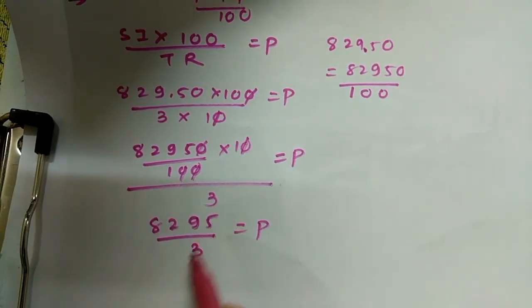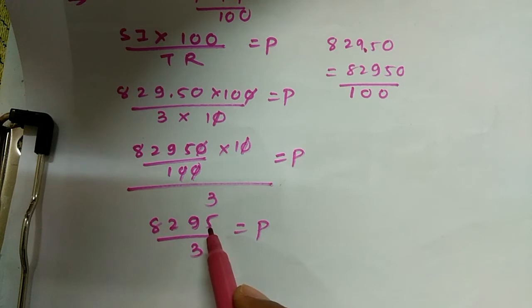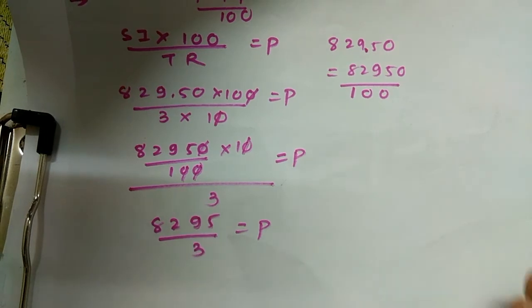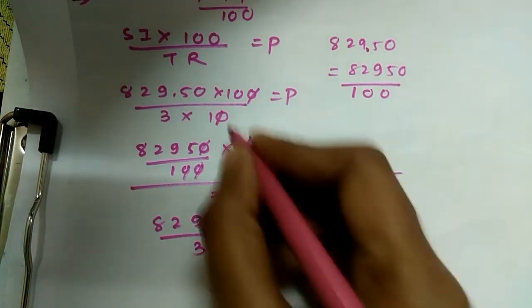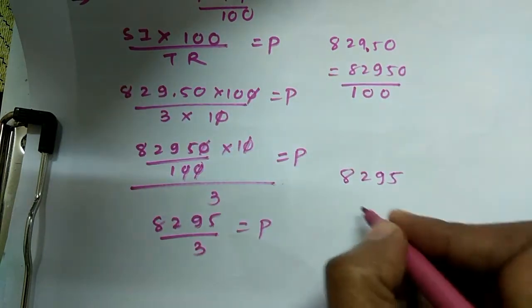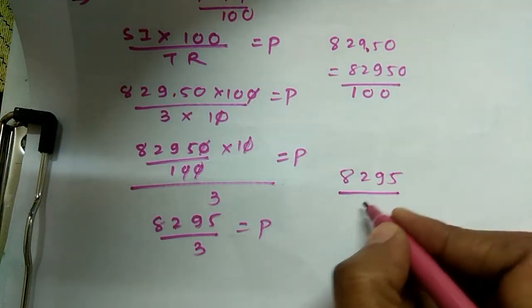So further check whether this is completely getting divided by 3. If it is so, we will divide directly. 8 plus 2, 10. 10 plus 9 is 19. 19 plus 5 is 24. So this sum is 24, that is divisible by 3. So this full number will get divided by 3. So here I will show you the rough calculation. No need to cut and show the calculation here. Rough column is given for the calculation.